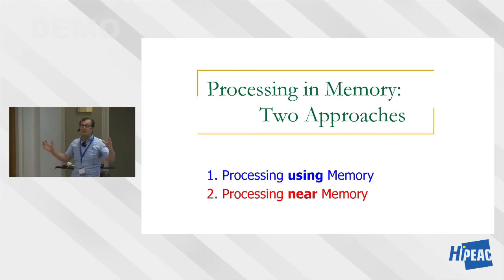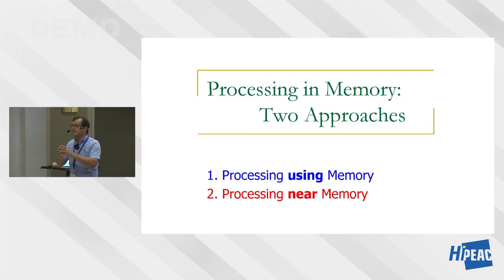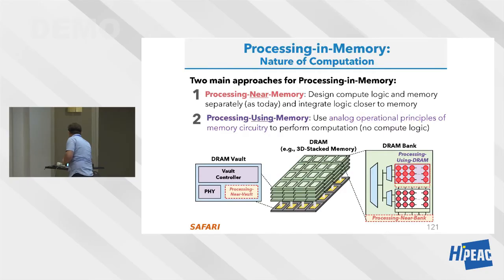In the end, I believe we need to combine both to maximize the benefits of processing in memory. Okay, so let's take a look at this. This is the nature of computation. This basically shows pictures of what I just said. Processing near memory, you can have a processor near the DRAM bank. You can have processing inside the vault, etc. Processing using memory, you take advantage of the analog operational properties of the memory cells to do computation. For example, you can activate many rows at the same time, as we will see.